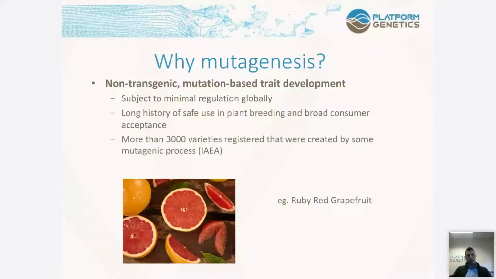So why this approach of mutagenesis? Non-transgenic mutation-based trait development is subject to minimal regulation globally, has a long history of safe use in plant breeding, and broad consumer acceptance. There are more than 3,000 varieties registered that were created by some sort of mutagenic process. Ruby red grapefruit is a famous example of that.